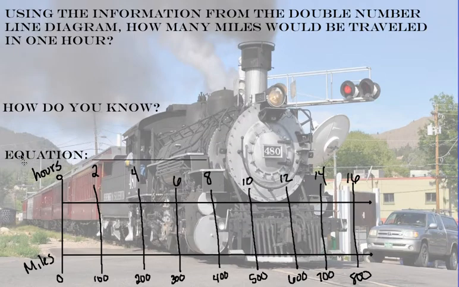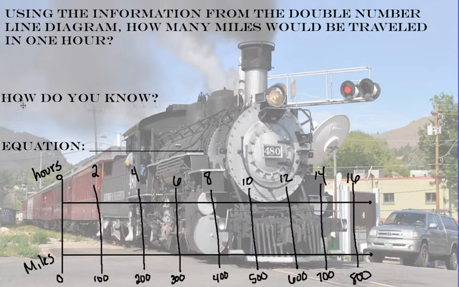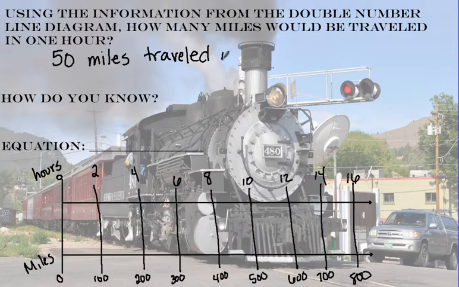All right, so what I'm looking at here is the double number line and answering some questions and then creating that equation that the first part talked about. So if I use the information from the double number line diagram, how many miles would be traveled in 1 hour? I want you to take a second and pause and figure out your answer. Okay, I found that in 1 hour it would go 50 miles. So 50 miles traveled in 1 hour.